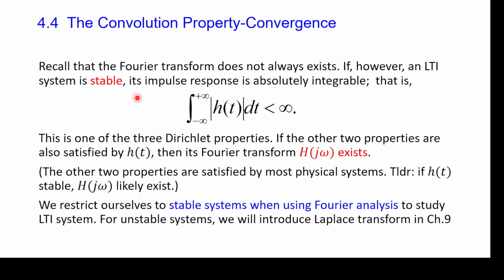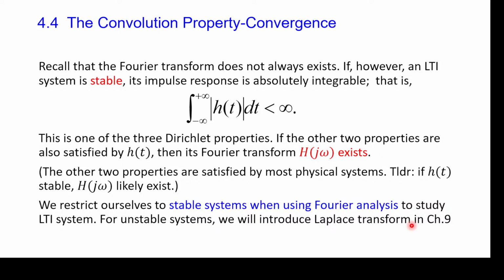So in a not very rigorous way, we assume that our system is stable, and that means our big H exists, because when you have this, the integration will most likely converge. So we are focusing on stable systems where the big H will most likely exist. And for unstable systems, we need a different kind of analysis. That's where we will do the Laplace transform, and that's in chapter 9, the last part of the course.